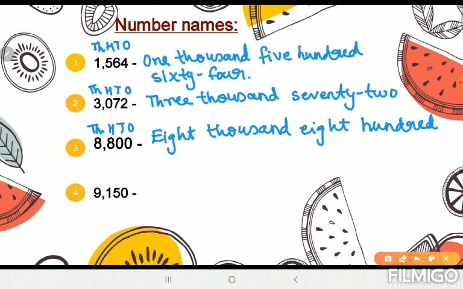And what is in the tens and ones place? Nothing. So what do we have here? 8,800. We have 8,800. Let's see the last one.